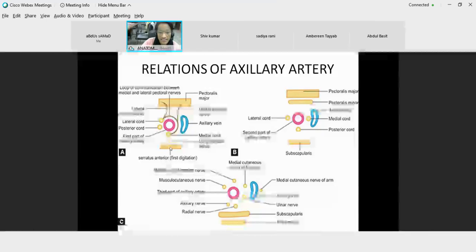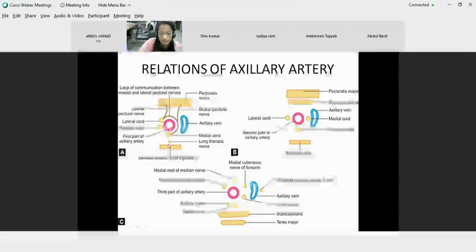Then serratus anterior muscle and long thoracic nerve. Where is the serratus anterior muscle present? Behind the breast, ma'am. Yes, in the pectoral region, again you have studied about serratus anterior muscle. It has got 8 digitations. Out of that, the first digitation is related posterior to the first part of the axillary artery. Then this is the long thoracic nerve, which is supplying which muscle? Serratus anterior.